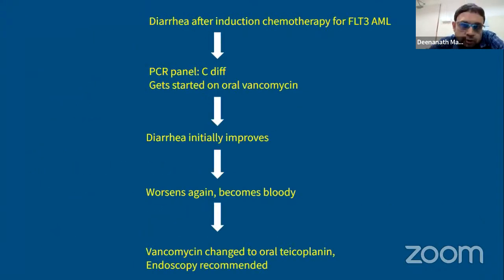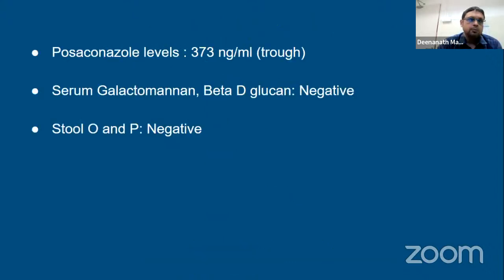So he undergoes a transplant, and 3 months down the road, he comes to us with diarrhea. His PCR panel is showing a C. diff, which is positive. So he gets started on oral vancomycin. His diarrhea initially improves, worsens again, becomes bloody. And then vancomycin is changed to oral teicoplanin, and endoscopy is recommended. His posaconazole levels at this point of time are 373.